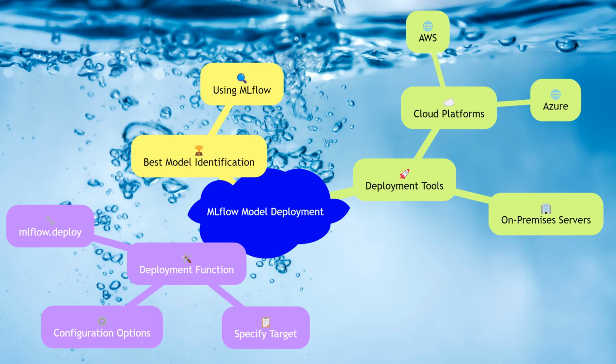Once you have identified the best model using MLflow, you can deploy it using MLflow's deployment tools. MLflow supports various deployment options, including deploying to cloud platforms like AWS and Azure, as well as on-premises servers. You can use the mlflow.deploy function to deploy your model, specifying the deployment target and configuration options.